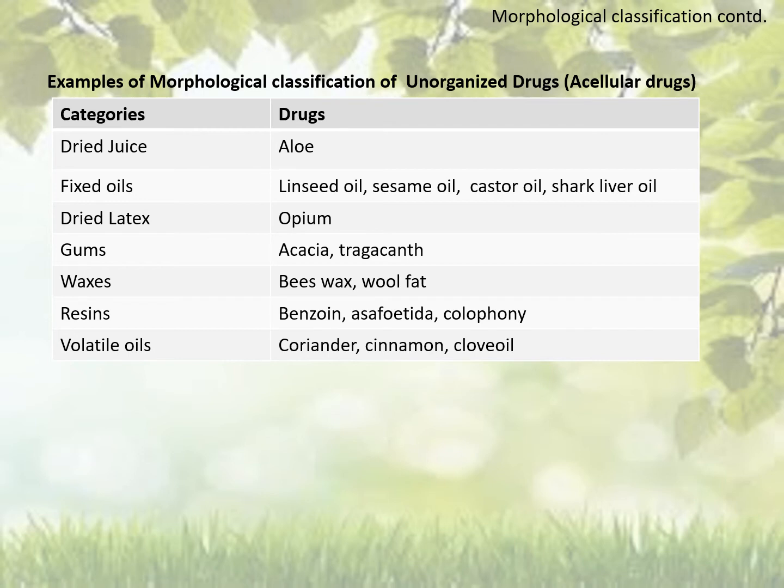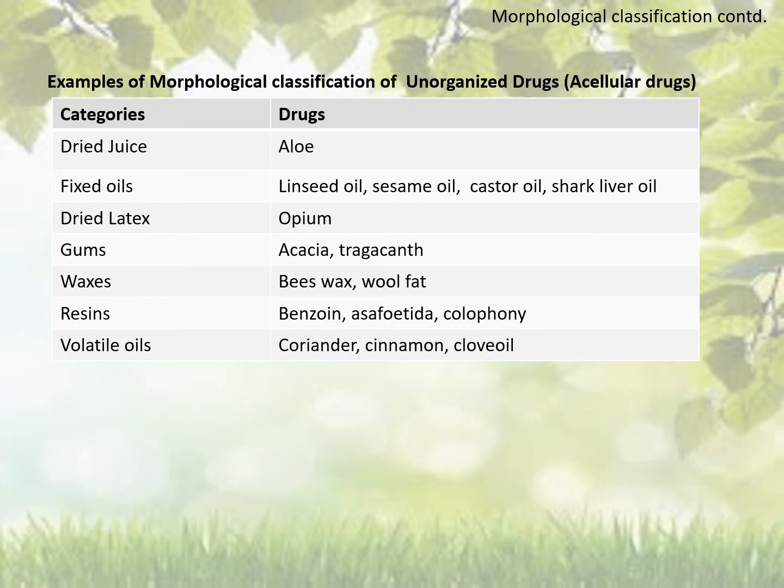These are the examples of the morphological system of classification of unorganized drugs. First example is dried juice. All the medicinal plants whose dried juice is used for medicinal purposes are put together in the category of dried juice. Its example is aloe.